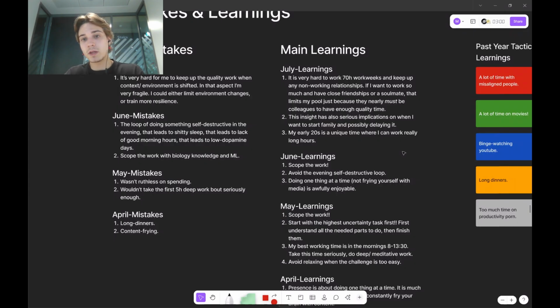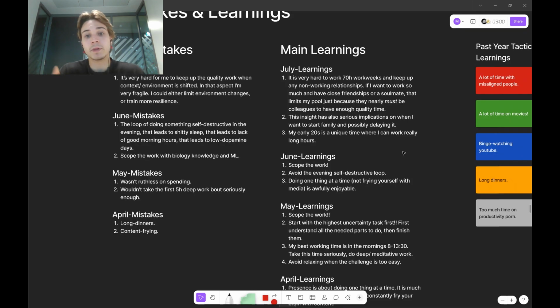And I think this insight also had serious implications on when I want to start my family, or possibly delaying it. I definitely want to delay and meaningfully wait before I start my family, because there would be no other time in my life, as in my early 20s, where I have so much free time, no responsibilities, and can go 80, 100 hours a week. No one can touch me. I'm in full control of my schedule. That probably will not happen down the line in my life. So I should really respect this time and use it.